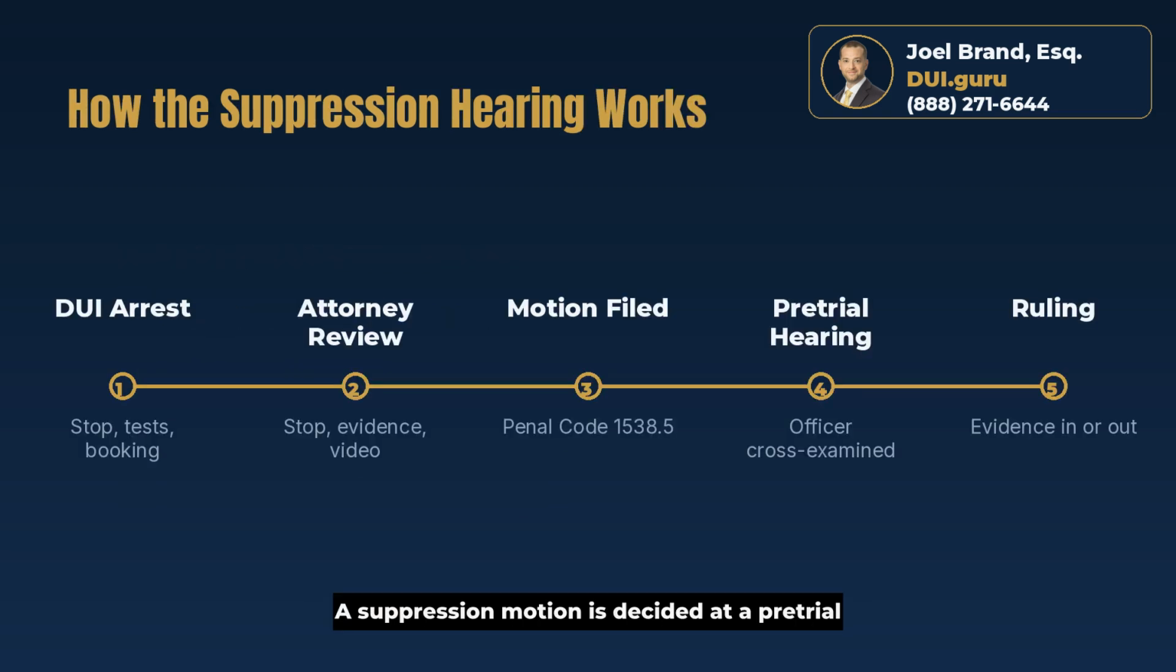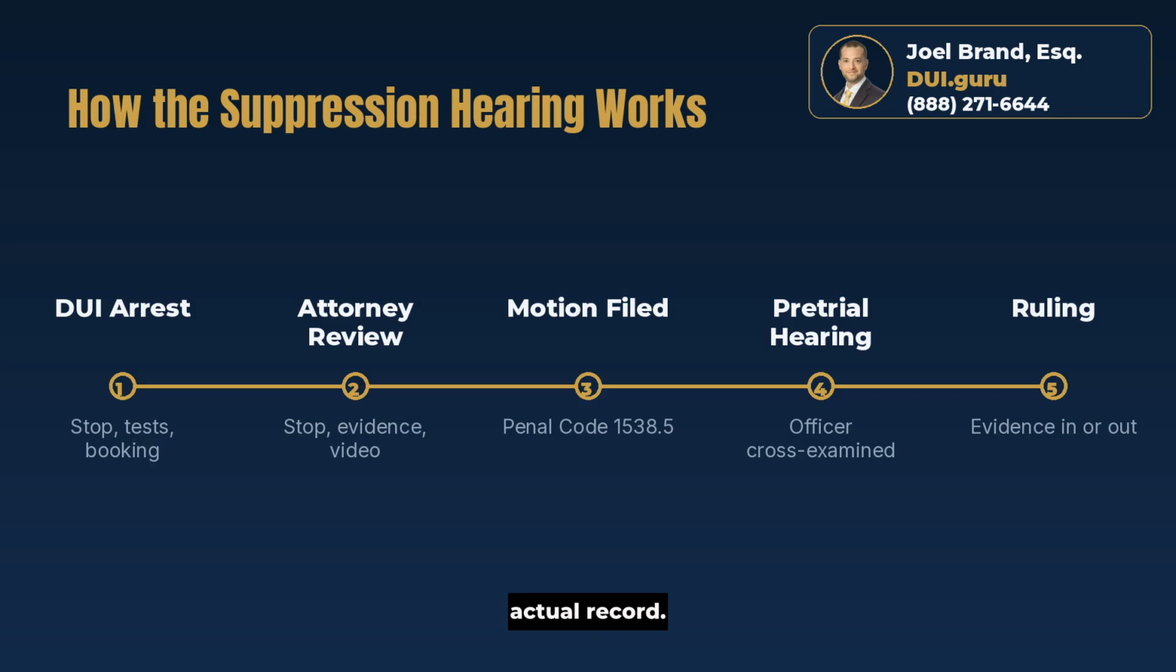A suppression motion is decided at a pretrial hearing, before any jury is seated. The prosecution generally must justify the officer's conduct, and your attorney can cross-examine that officer under oath, often for the very first time. This is a real chance to test the police report against the actual testimony and any video recording of the stop. Reports are written to present the officer's conduct in the best light. A suppression hearing is the mechanism that tests that narrative against the actual law and the actual record.